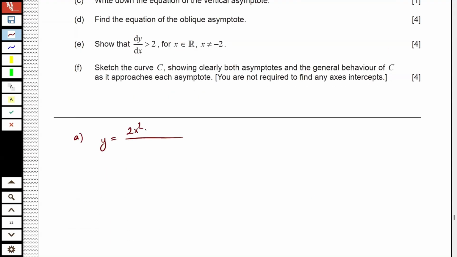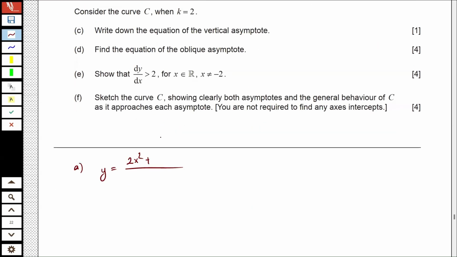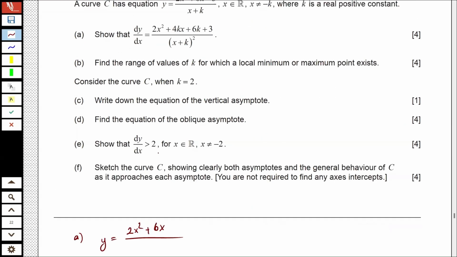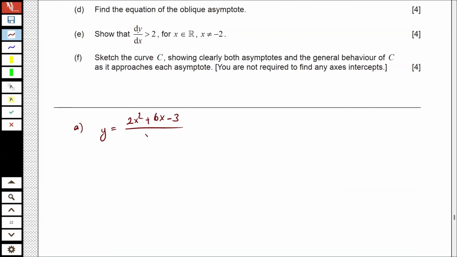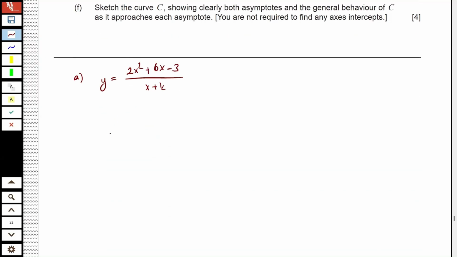2x² + 6x − 3 over x + k. We are looking for the derivative of y in terms of x. Since this is a rational function, we're going to apply the quotient rule of derivative.